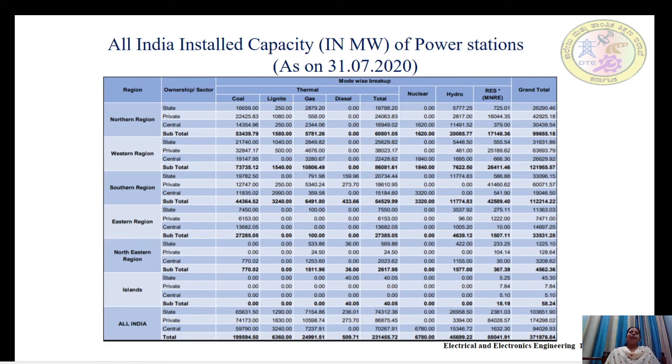So, all India installed capacity in megawatt of the power stations. Today I am on the last session of unit 2. We are completing unit 2, and you have also completed unit 1. When we have completed both the units, we have seen there are so many power stations we have studied, that is hydropower plant, nuclear power plant, then diesel power plant, gas turbine power plant, etc.